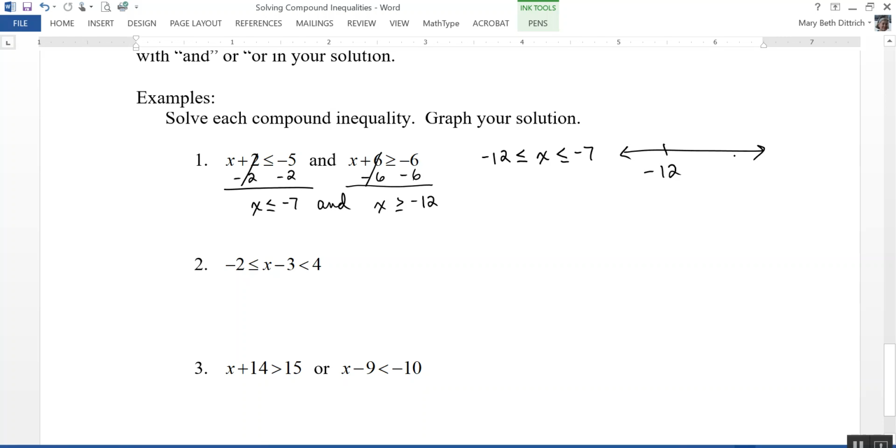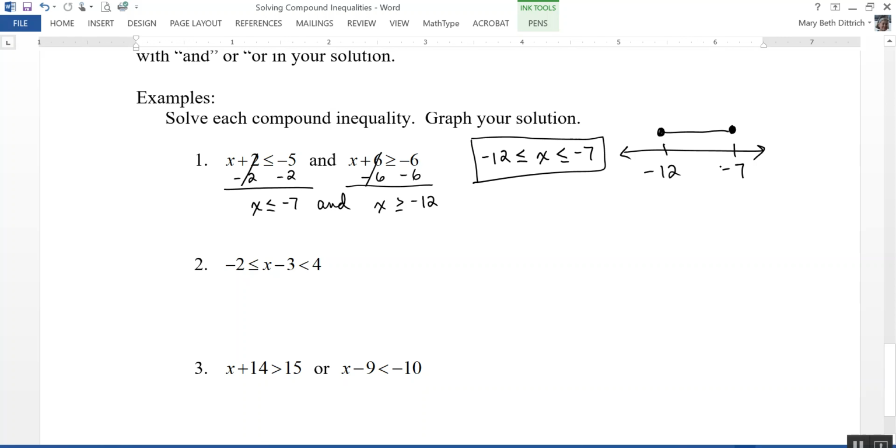So I'll do negative 12 and negative 7, and solid dots, since both of these are or equal to's, and a solid line in between. So x is any number that's between and including negative 12 and negative 7. So here's my solution, and there's my graph.